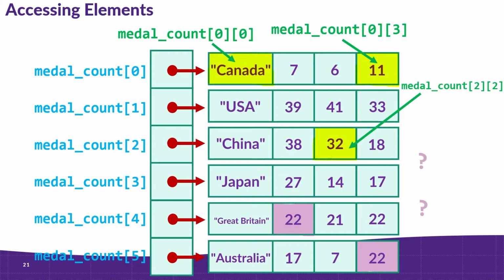So what I'd like you to try to do is come up with the statement you need to use to access the number of gold medals for Great Britain and the number of bronze medals for Australia here. And remember, you need to do this by saying medal count and then giving it two indices, the list index and then the actual value index. I'll put a timer up, but feel free to pause it if you need more time. After the timer's done, we'll take it up.